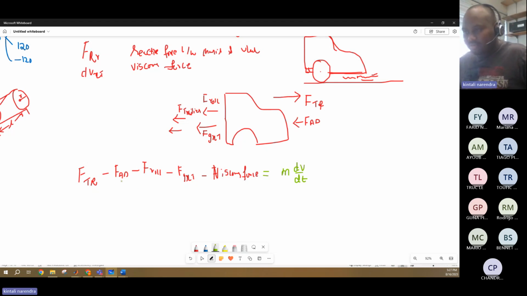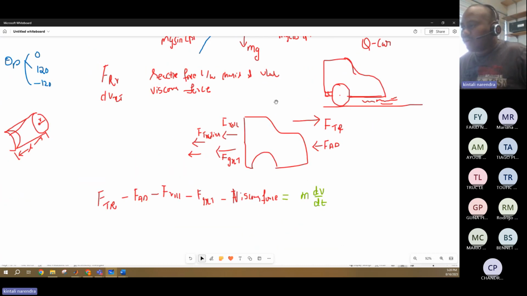FTR minus FAD. Rolling force we can eliminate, because I'm only considering the chassis, not the wheel. So rolling force can be eliminated here when it comes to the quarter car. Minus FGXT, because of gravity, minus viscous force, and I forgot another force, that is F trailer.